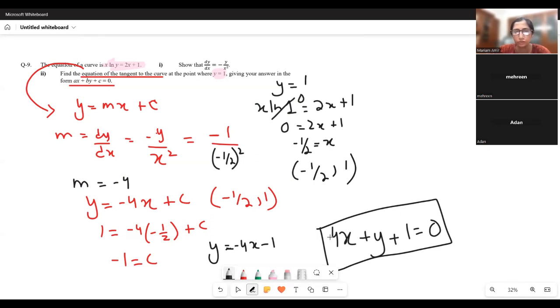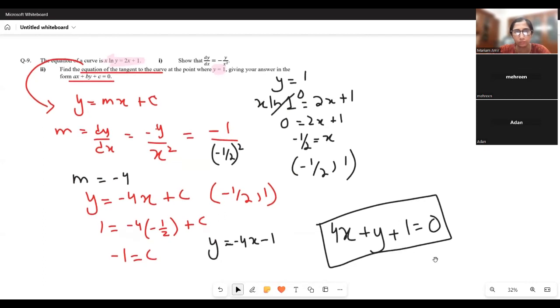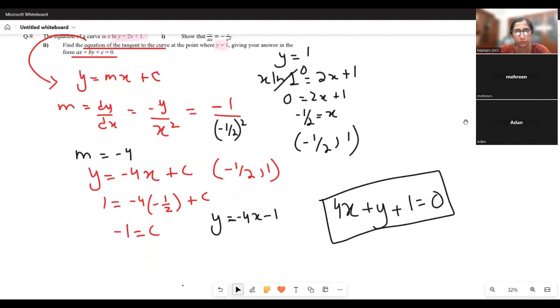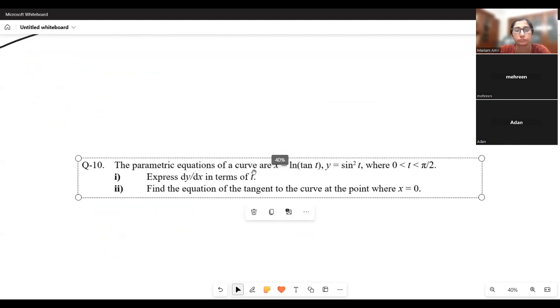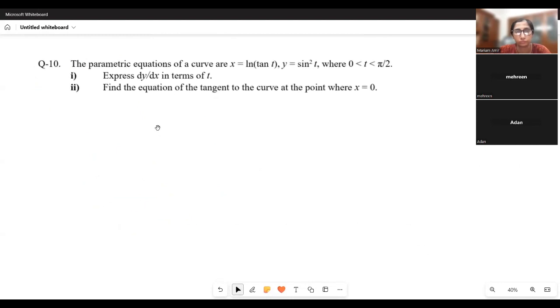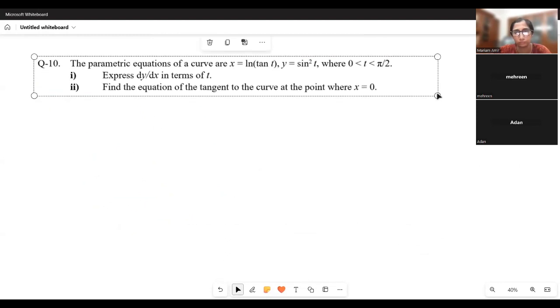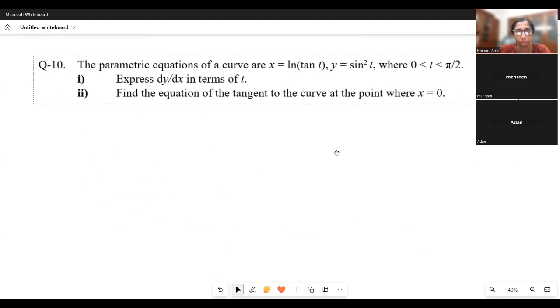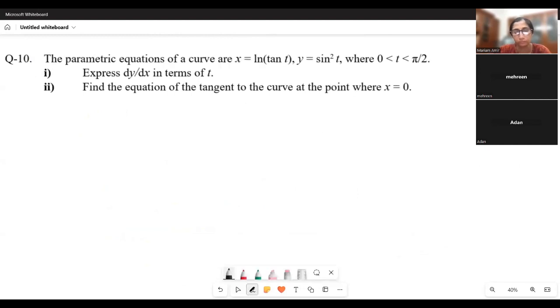Take a look at the next question. Question 10. The parametric equations of a curve are x equals this and y equals this. Find dy over dx. Okay.